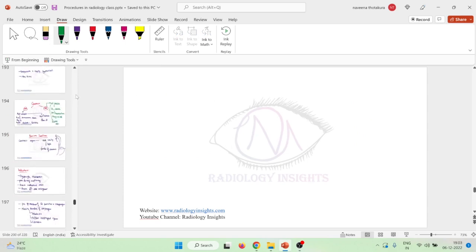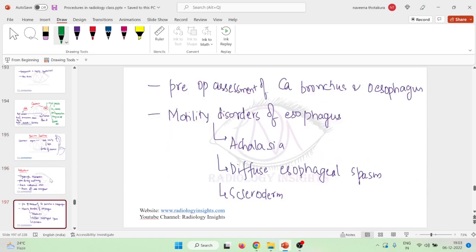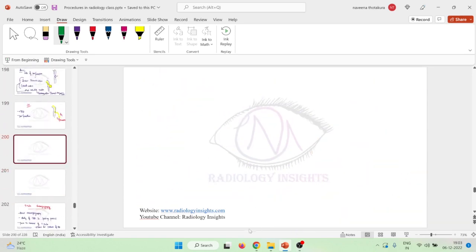So these are the important points about the indications and contraindications of barium swallow.